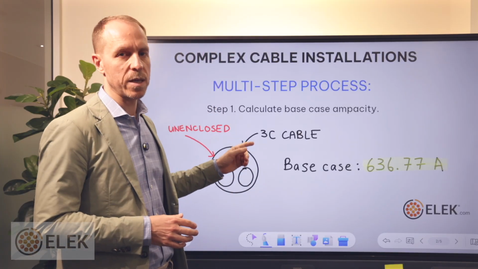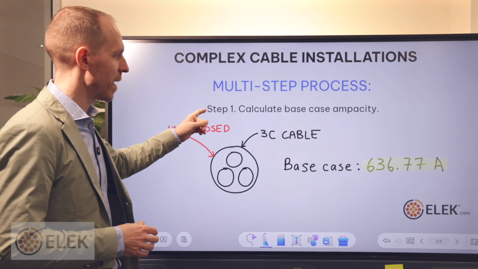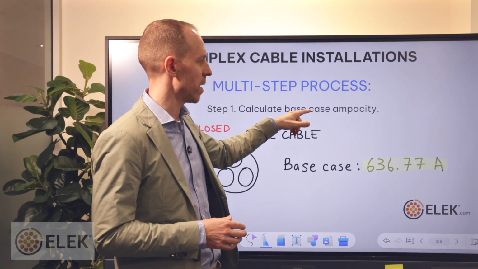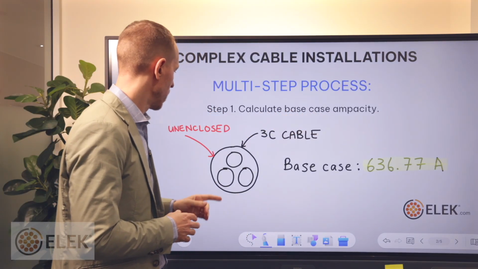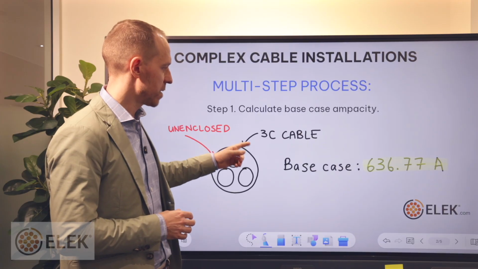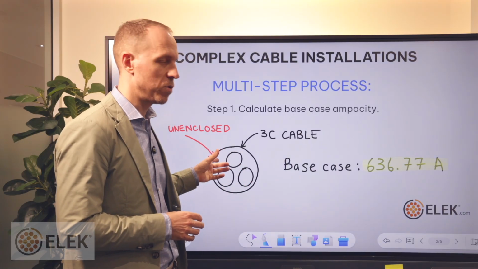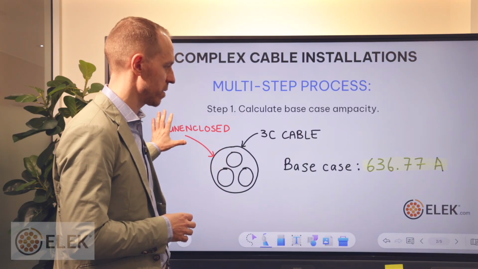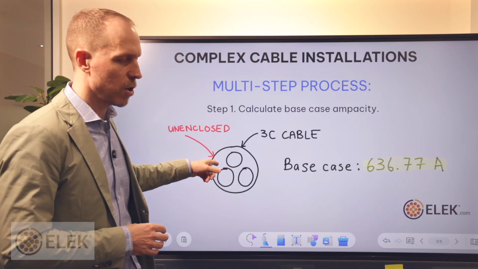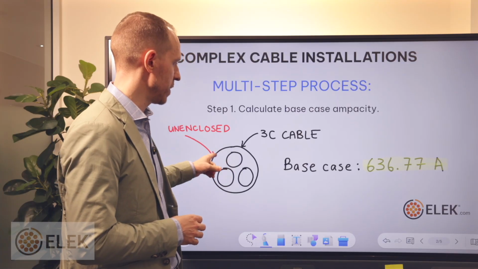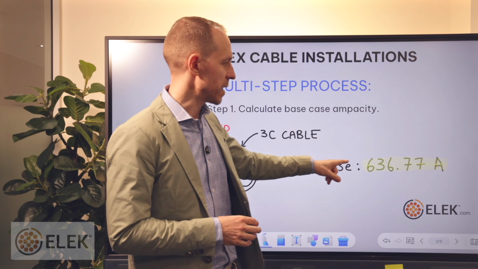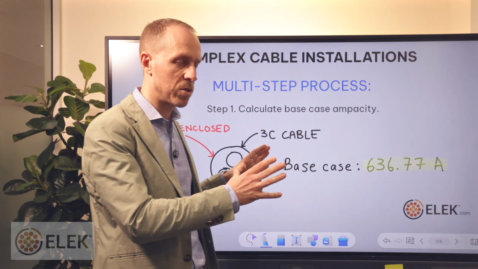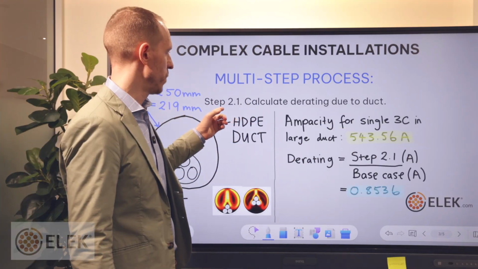So the first step in the process, step 1, is to calculate the base cable ampacity. So that's a single 3-core 22 kV cable that's unenclosed. We need to know the cable ampacity for this situation first. So that's been worked out with a software model to be 636 amps. That's our base situation.